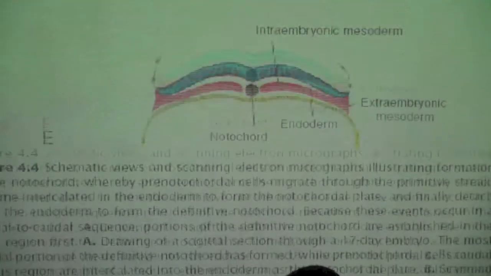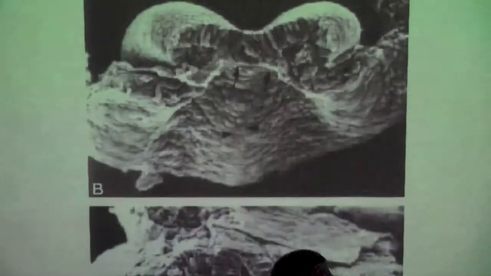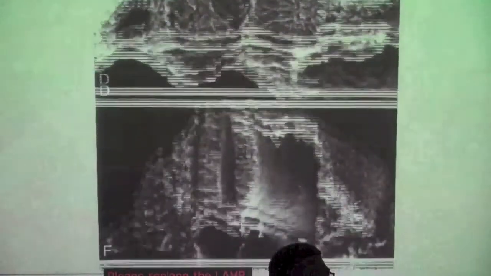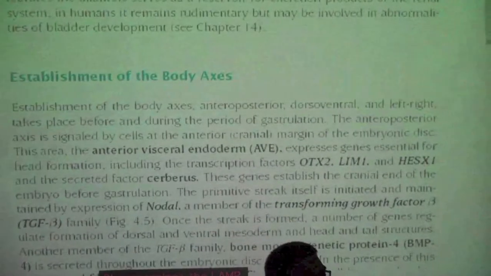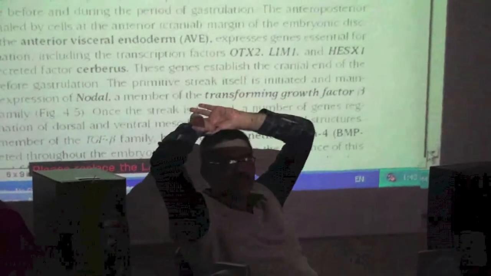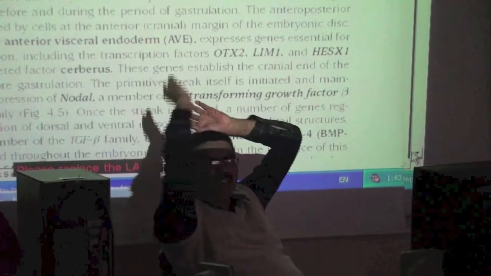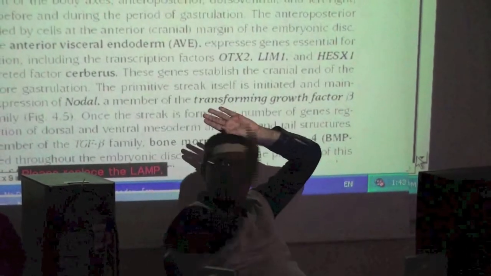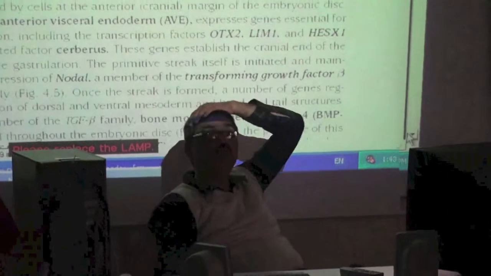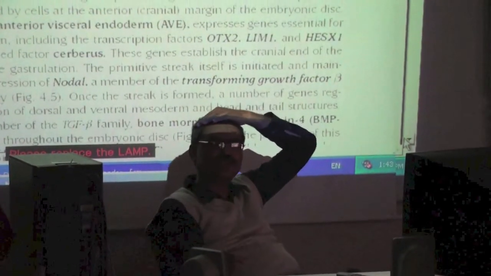Now what are the functions of the notochord? Can anyone tell me? Some rigidity, it gives some strength. Axial strength, number one. It makes the body axis. Yes, it establishes the body axis. Number two, what is the most important function?